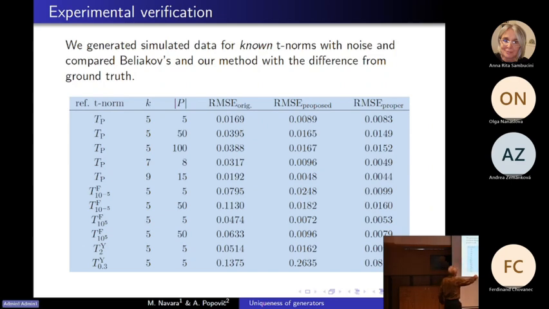So we use this for different numbers of nodes and different sizes of data sets, artificial synthetic data. And you see that now this is the root of mean square error. So if it's twice better, it's substantial.